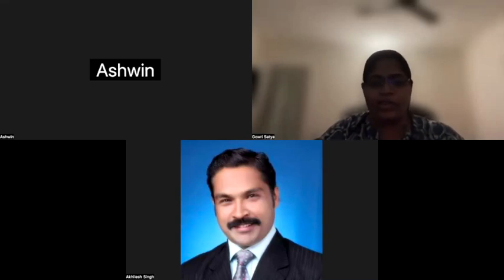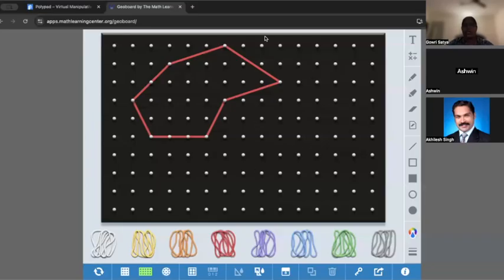Yeah, so I came across this thing called Pick's theorem, which says that for a shape like this, can you see my screen? Yes. Okay. So for a shape like this, any shape that we can make on a geoboard, we can get the area of the shape by just counting the points on the perimeter, on the border, and the points inside.